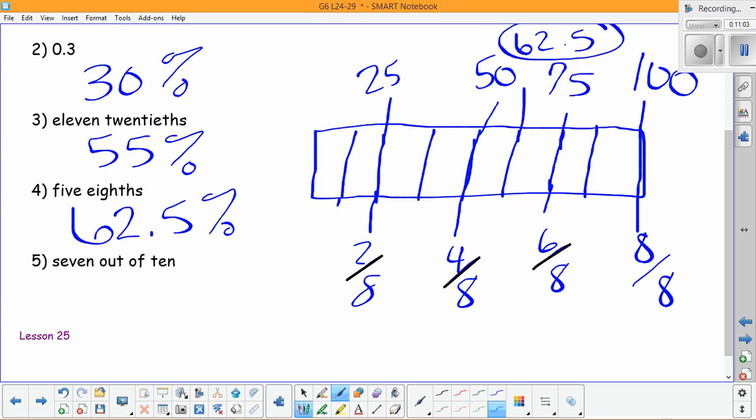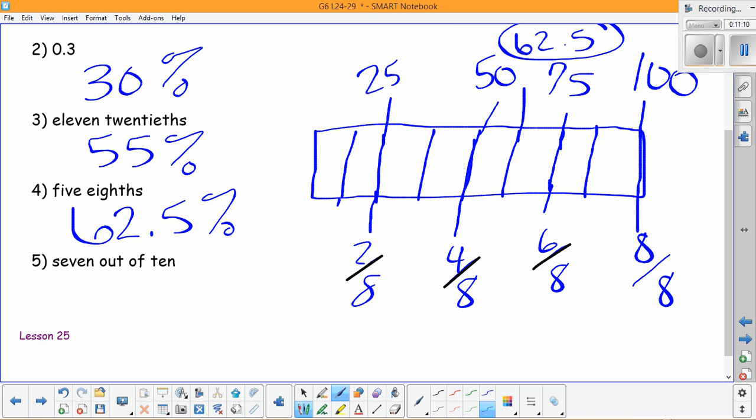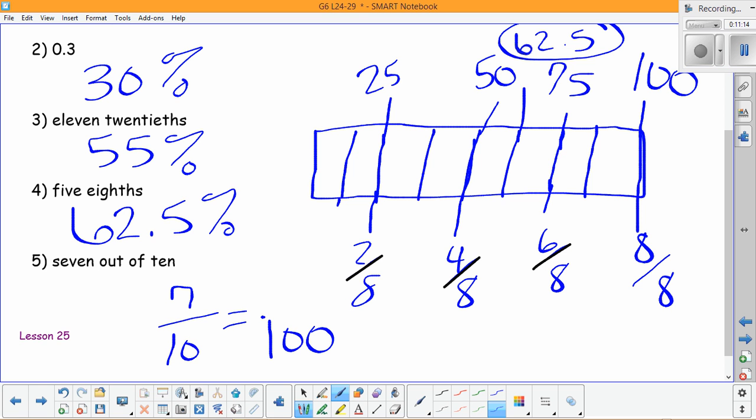All right, last one, a little easier than number 4, is 7 out of 10. And if I have 7 out of 10, I want to make it out of 100. I'm multiplying by 10, so it would be 70%. And again, we can write this as 7/10 or 70 hundredths, which would be 70%.